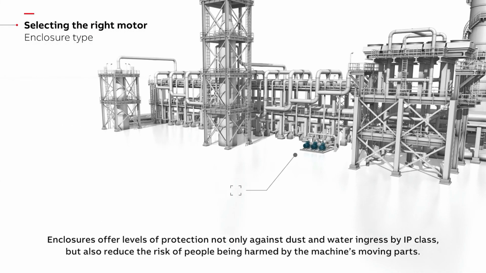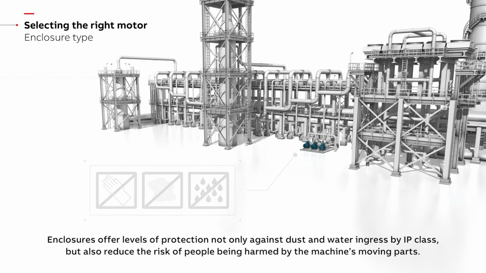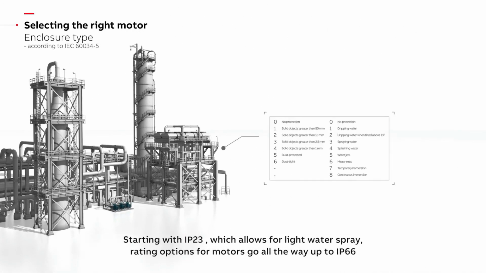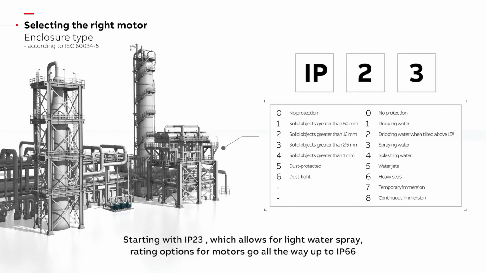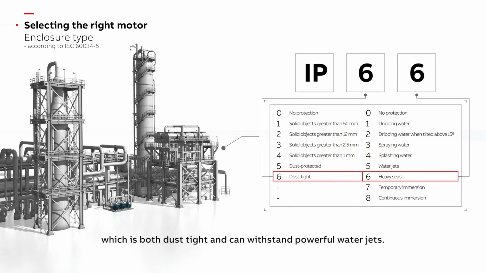Enclosures offer levels of protection not only against dust and water ingress by IP class, but also reduce the risk of people being harmed by the machine's moving parts. Starting with IP23, which allows for light water spray, rating options for motors go all the way up to IP66, which is both dust-tight and can withstand powerful water jets.